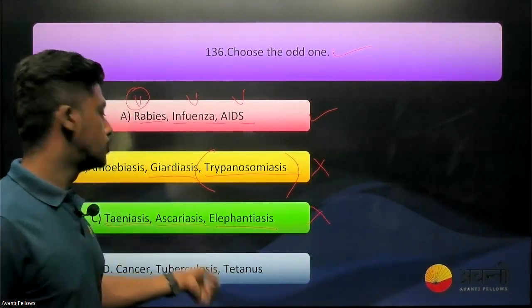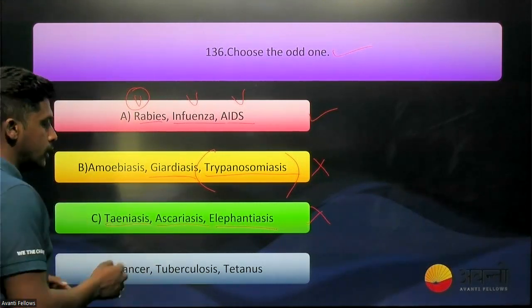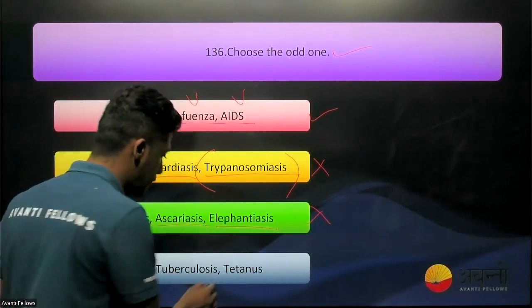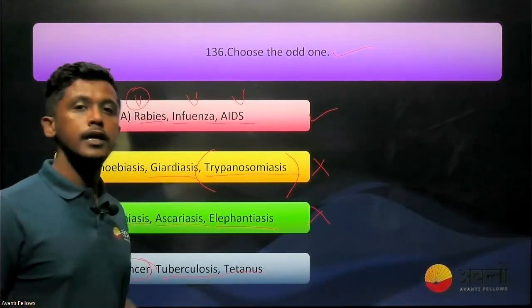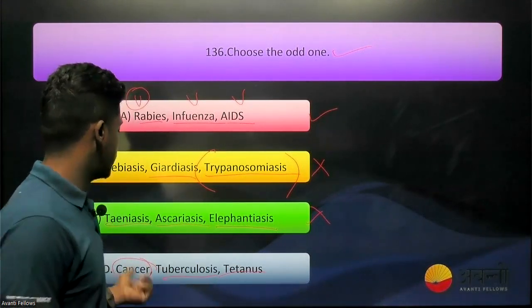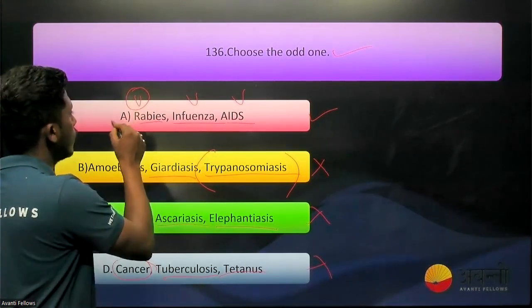Next one, cancer, tuberculosis, and tetanus. So we have three here. If you look at this, cancer is completely different to what we can compare with tuberculosis and tetanus, even though these two are microbial diseases, okay, but they are not related to cancer. So this is also becoming an odd one. So we go for option A.